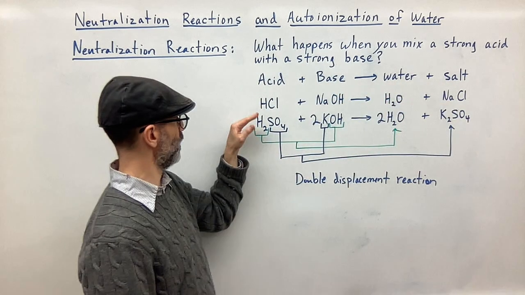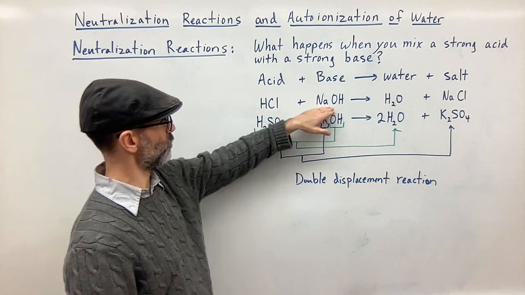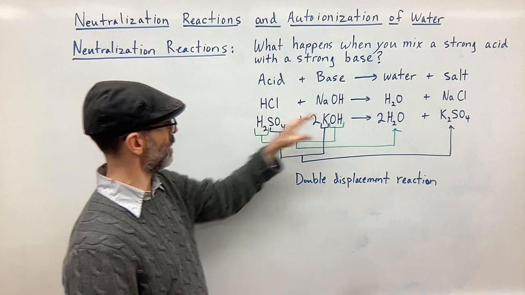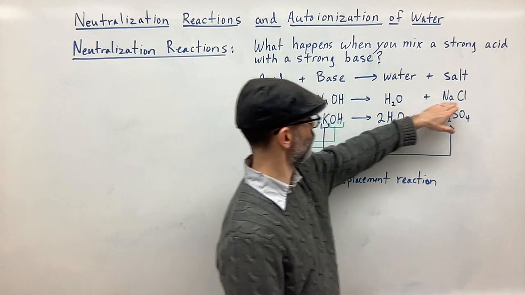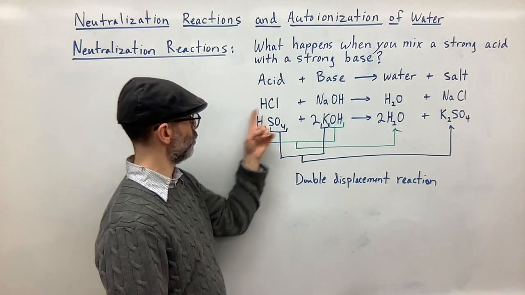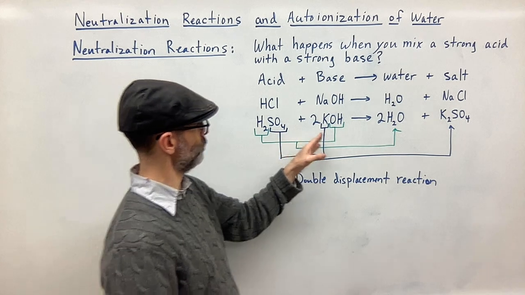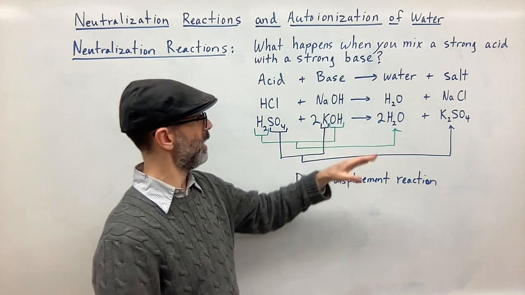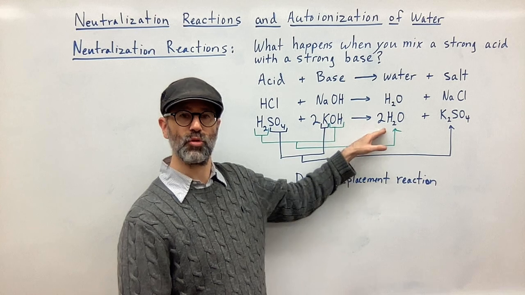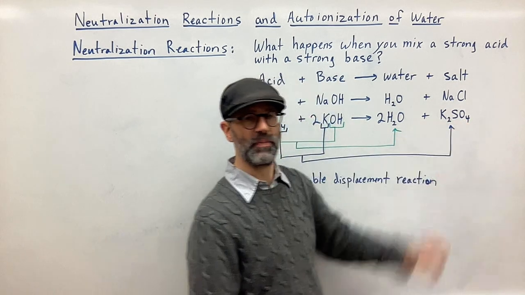So for example, we have hydrochloric acid, and that's going to react with sodium hydroxide, and that's going to produce water. And then the salt is your sodium chloride. Here you have your sulfuric acid, H2SO4. That's going to react with your potassium hydroxide, and that's going to give you water. And your salt here is potassium sulfate.